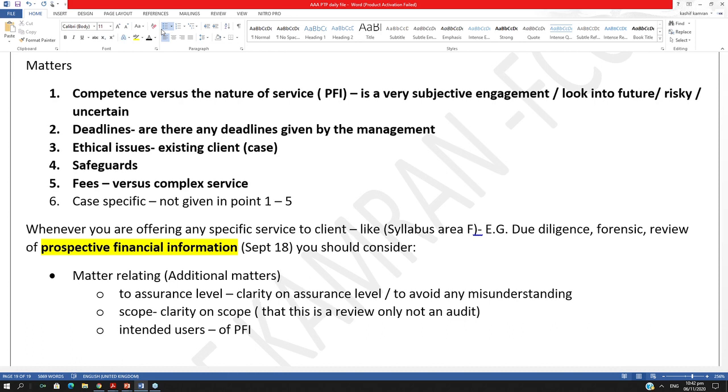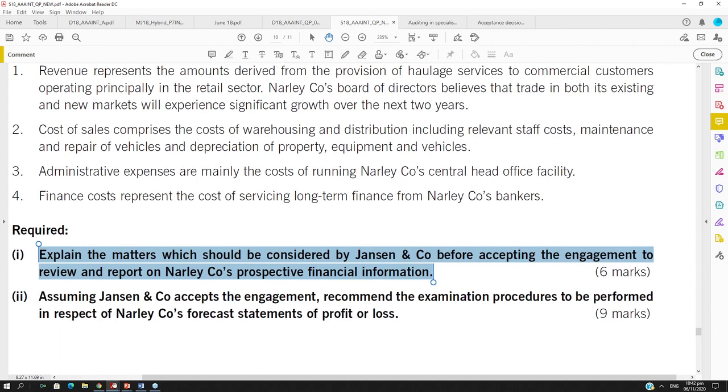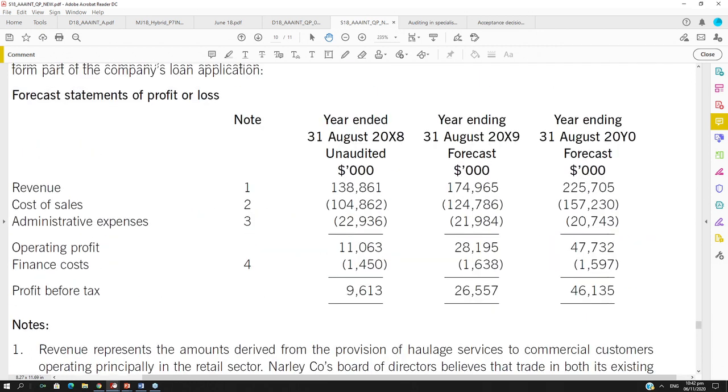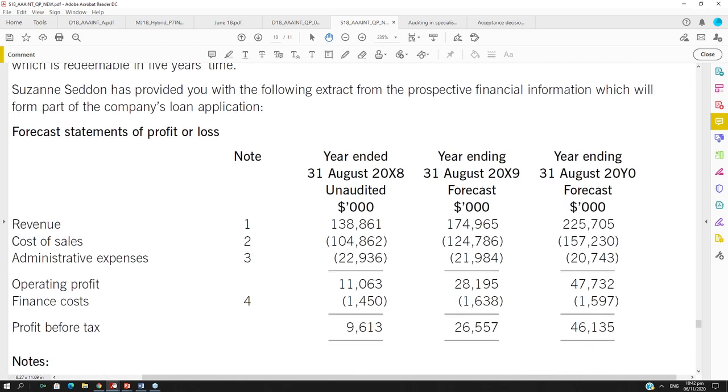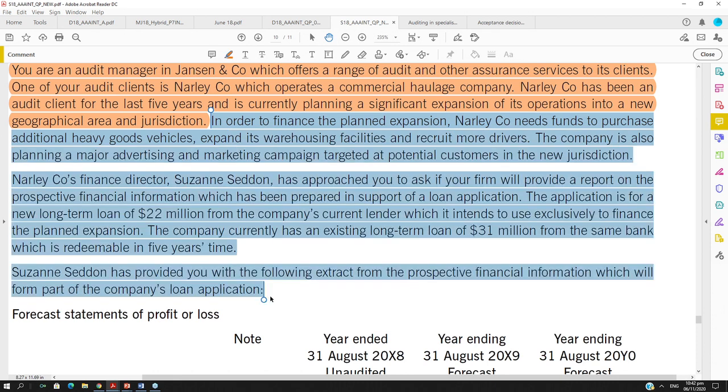So is everyone clear? Then what will you do? You will just go down and read the September 18 paper. Most of the information given here is about PFI, which is the financial data. You will ignore the financial data. You will just read this much information, and this much information will help you identify the matters which you will write for a 6 marks answer.